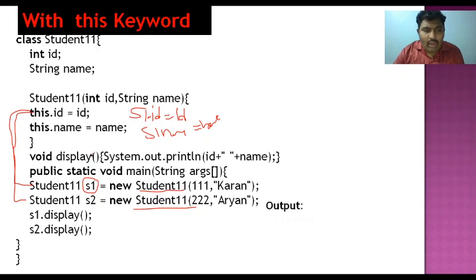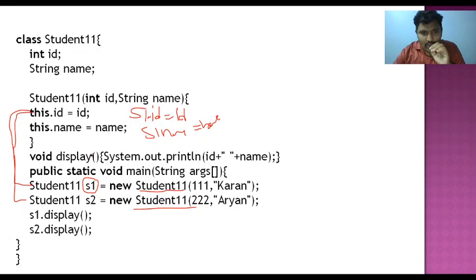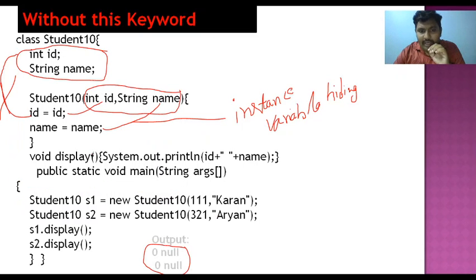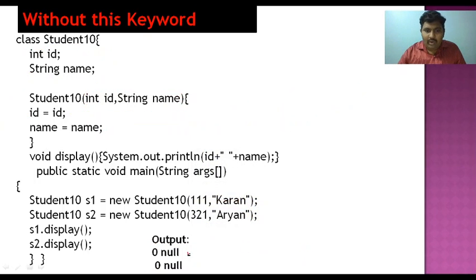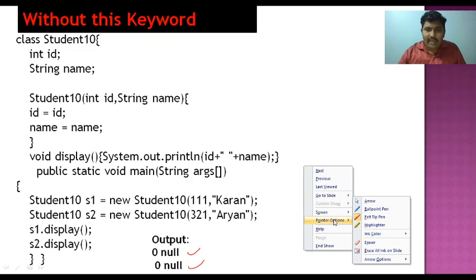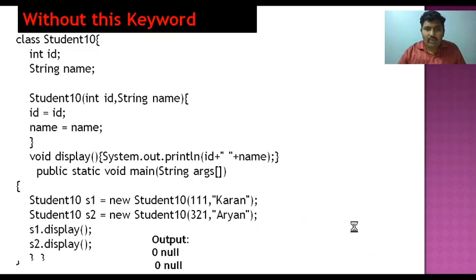So now we get the output 111 Karan and 321 RN. This is the advantage of the this keyword. The previous problem, that is 0 null 0 null, is eliminated with the help of this keyword. Previously we got 0 null and 0 null. This particular problem is eliminated by using the this keyword.